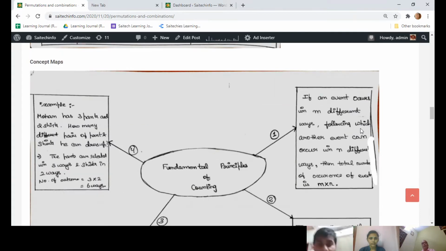Now let's get into the first concept map, that is for the fundamental principle of counting.